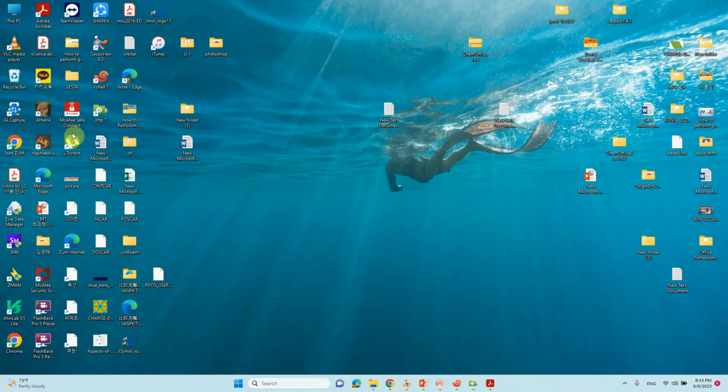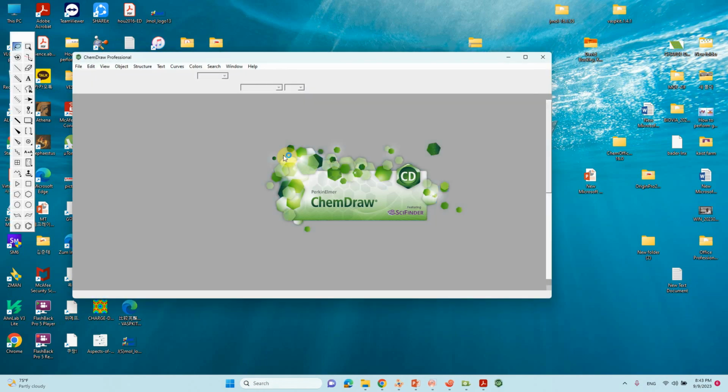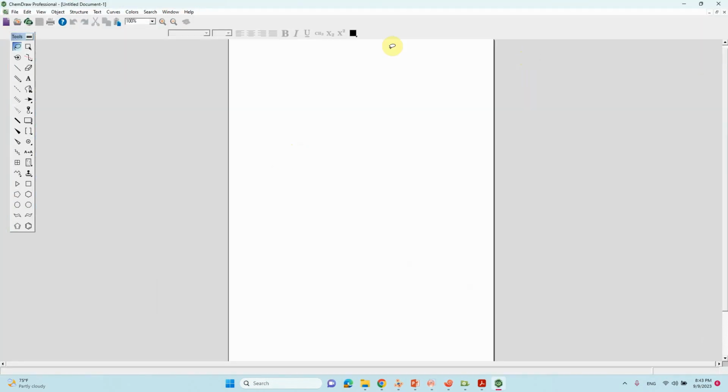First we will open ChemDraw. Then we can draw the molecule. Type oxygen, here OH. Okay, so this is the structure. We are going to predict the C13 NMR and proton NMR spectrum.